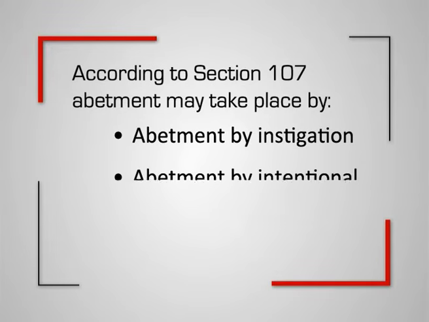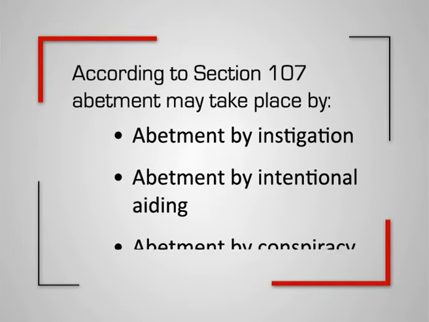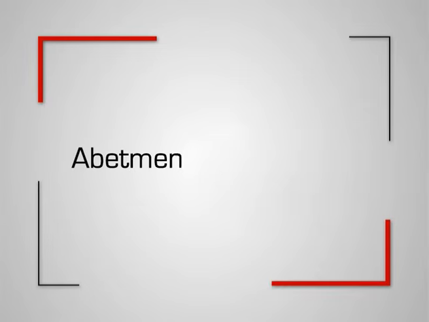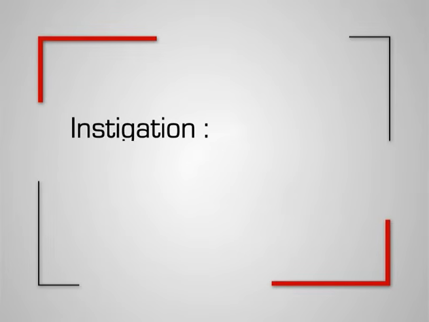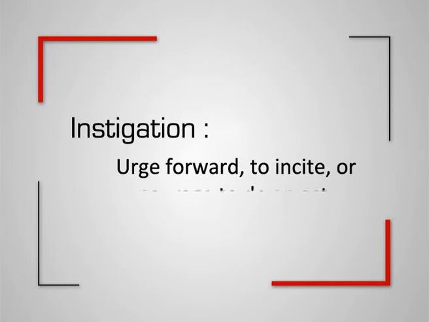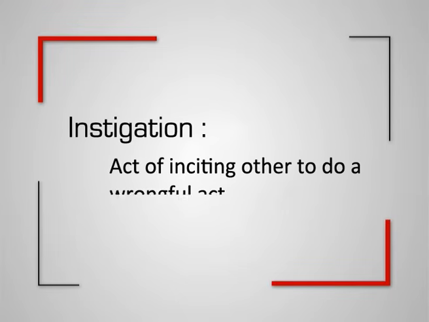Number 1, abetment by instigation. Number 2, abetment by intentional aiding. And number 3, abetment by conspiracy. Let us go through them one by one. Number 1, abetment by instigation. The literal meaning of instigation is to urge forward, to incite, or encourage to do an act. Therefore, instigation is the act of inciting others to do a wrongful act.